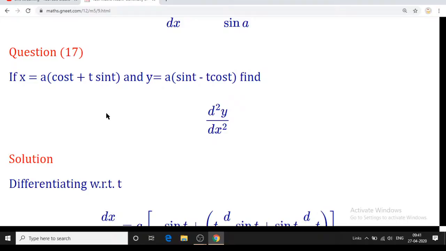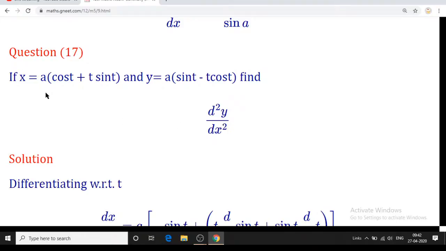We know to find out the second order derivative we have to differentiate again with respect to x. Now as it is a parametric there will be a little bit of change, and you have to pay attention to that part only, otherwise the sum is an easy part. Now what is given? X is a cos t plus t sin t, and y is a bracket sin t minus t cos t. Find d2y by dx square.